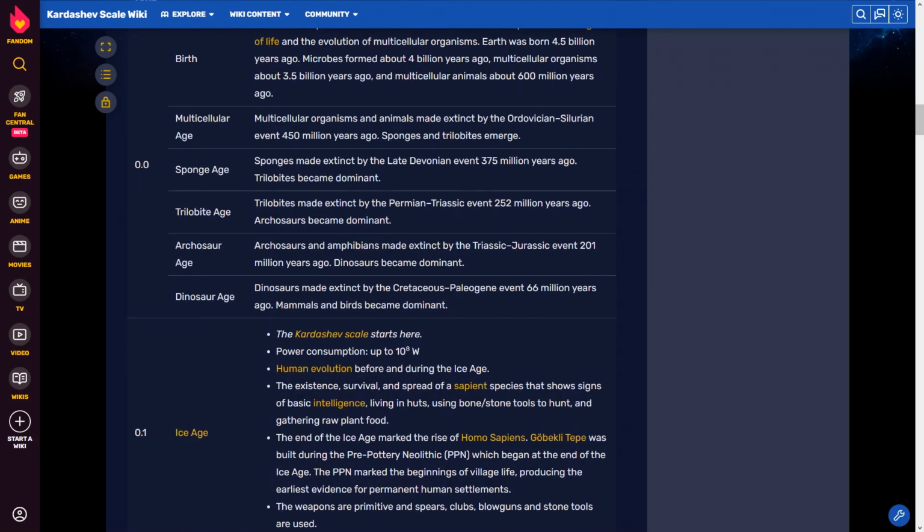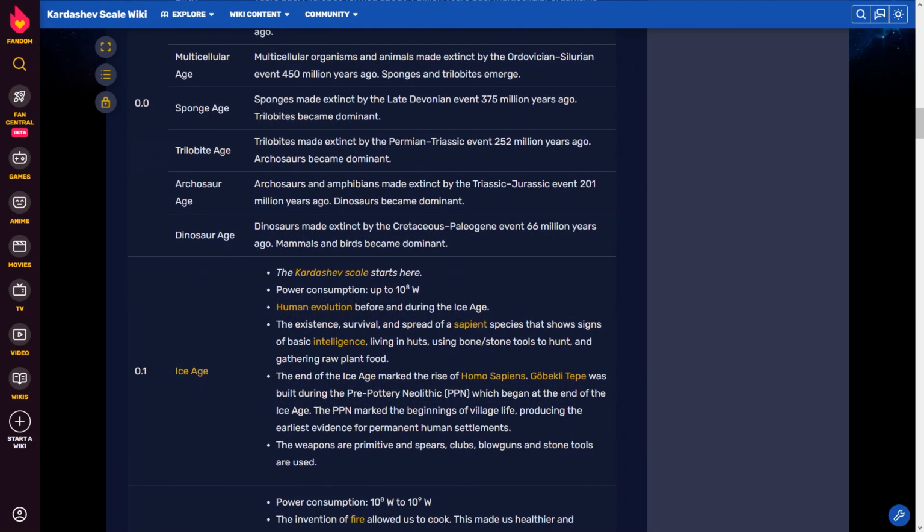Multicellular age. Those organisms and animals were made extinct by the Ordovician-Silurian event 450 million years ago. Sponges and trilobites emerge. They were made extinct by the late Devonian event 375 million years ago. Trilobites became dominant. They were made extinct by the Permian-Triassic event 252 million years ago.